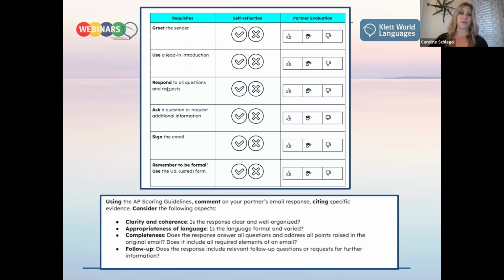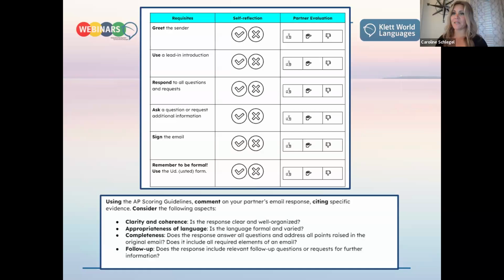Did we use a lead-in introduction? Did we respond to all of these questions? Did you sign the email? And remember that that's a formal piece, right? Did those things happen? And then also the partner will evaluate that. Okay, so you're getting your self-reflection and you're seeing the partner evaluation. The AP scoring guideline. To the quality. Yeah, so you're seeing if it's there or not, but you can say it's there, but it's not great, versus the thumbs up. So I think that's great feedback for the original writer to receive.